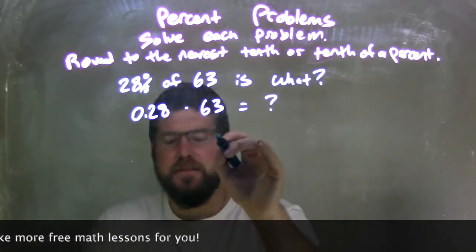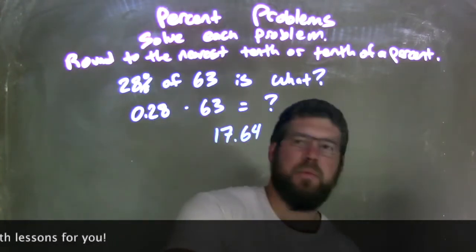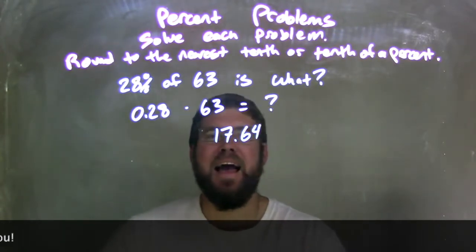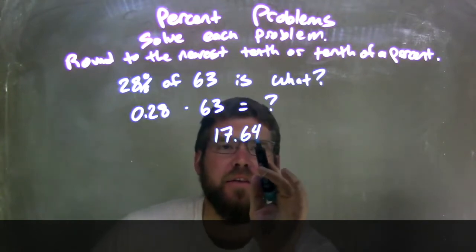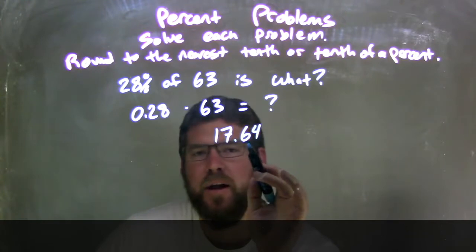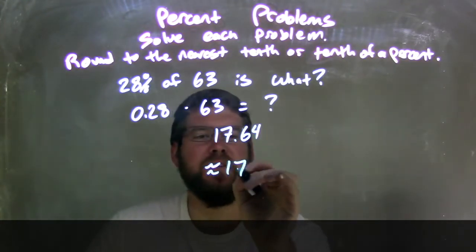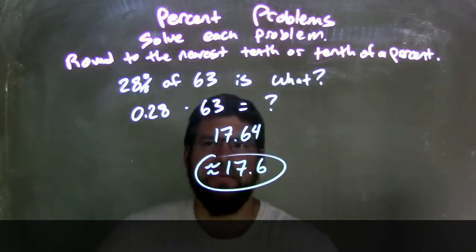We get 17.64. Okay? 17.64. But then they asked us here to round to the nearest tenth. So look, the 6 and the 4, right? The 4 doesn't cause the 6 to round up, it stays where it is, right? Rounds down. And so our final answer is approximately 17.6. And that's where we round to the nearest tenth.